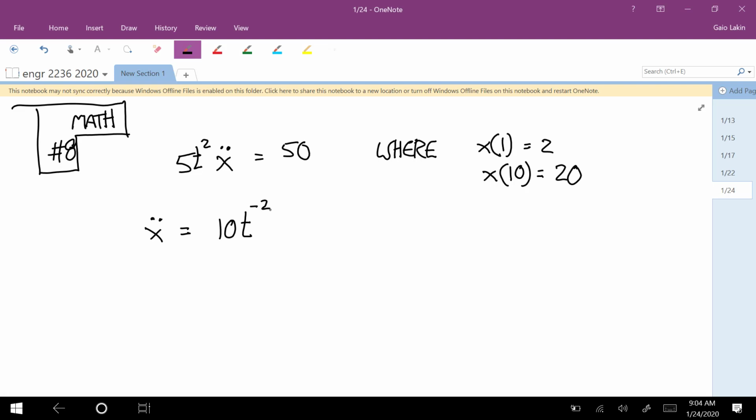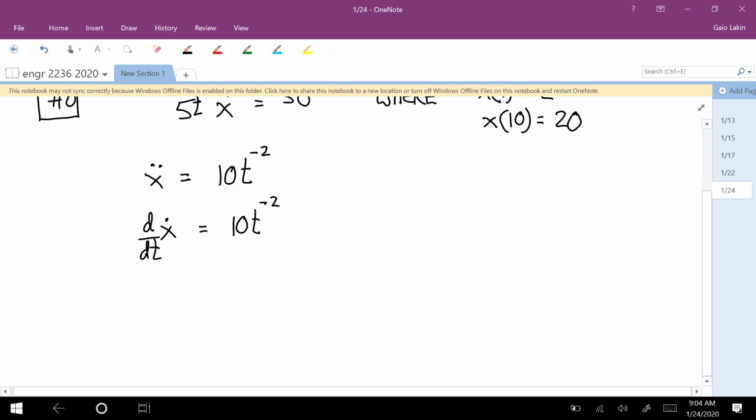And now we can think of this as, so x double dot, that's the second time derivative of x. We can think of that as d dt of x dot, okay, is equal to 10t to the minus 2. And now separate variables and you get that. So what this is an infinitesimal increment in x dot, okay? Like the variable is x dot.